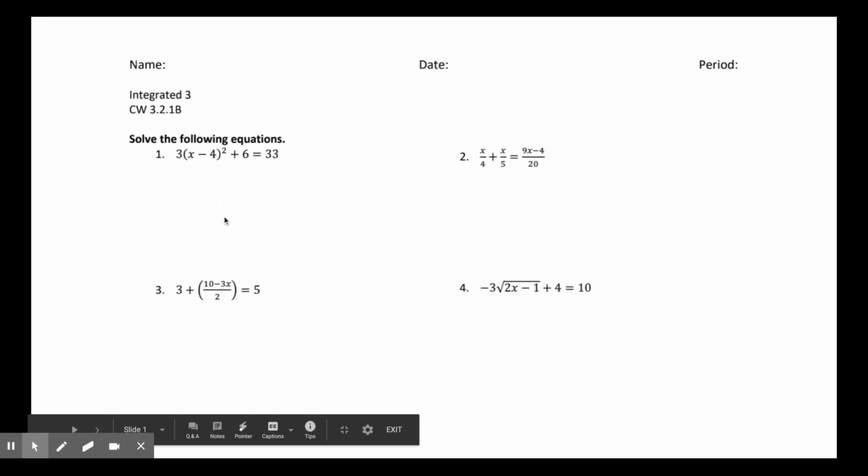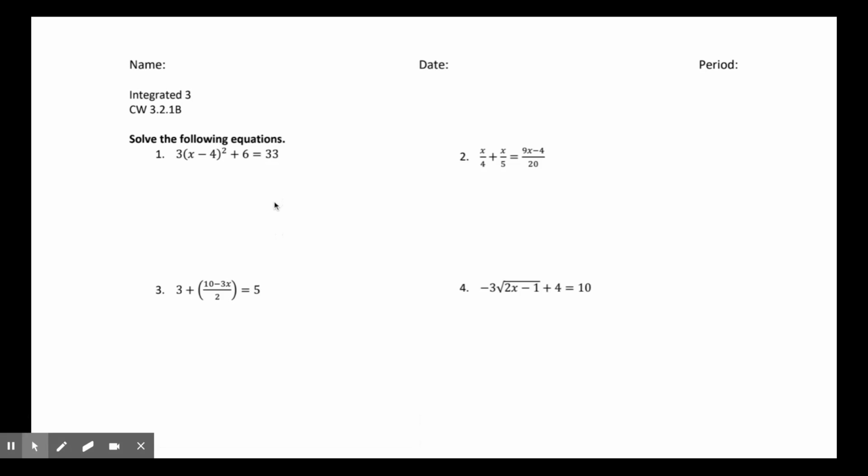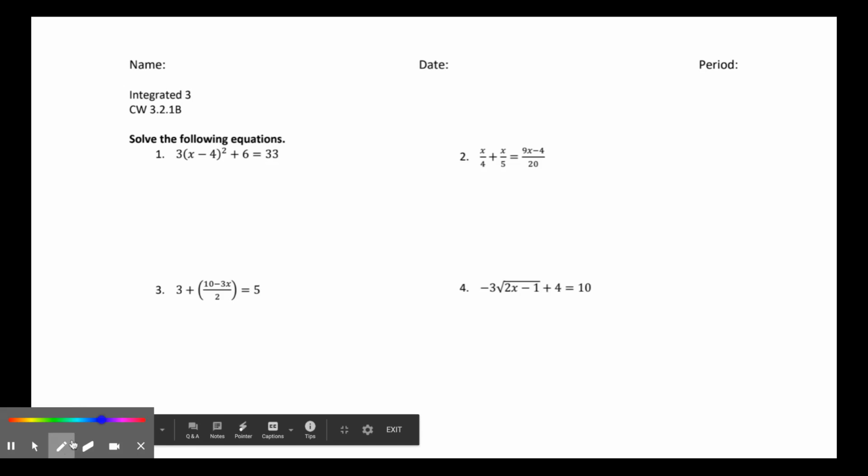Hey guys, so these are the four equations that I asked you to solve in classwork 3.2.1.b. Feel free, if you got these right, to skip ahead in the videos, to the problems that you got wrong.